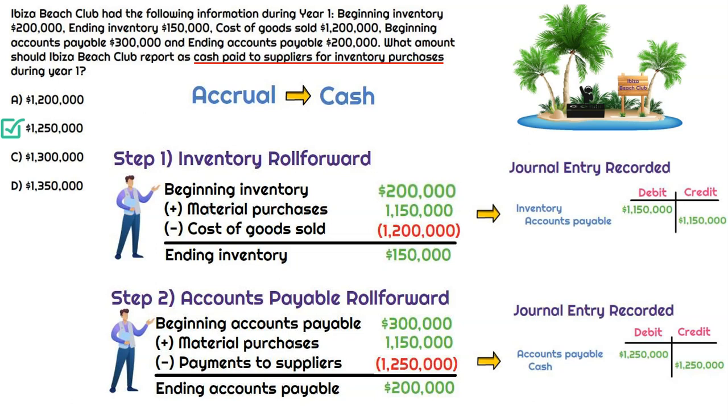So just remember this experience at the Ibiza Beach Club, blasting the music, and then you've got the balance sheet approach. And remember, just because we're purchasing material in the inventory roll forward, that doesn't mean we've actually paid our suppliers yet. So for questions like this, you may need to calculate the inventory roll forward and the accounts payable roll forward just to figure out what payments to suppliers were.